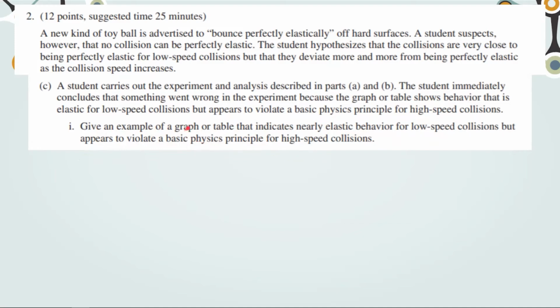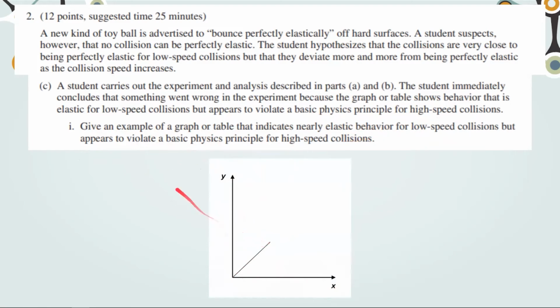Since we had a graph in part B, let's stick with our graph. We want nearly elastic behavior for low-speed collisions. In other words, we have a one-to-one ratio between our drop height and our bounce height. So the one-to-one ratio means we'll have a slope of 1. That's what this line would depict.